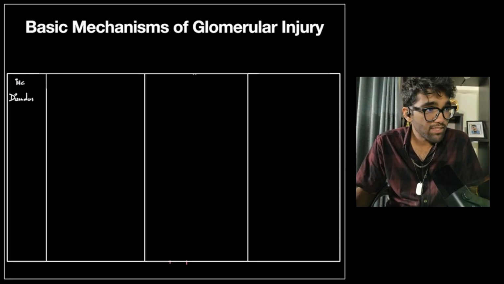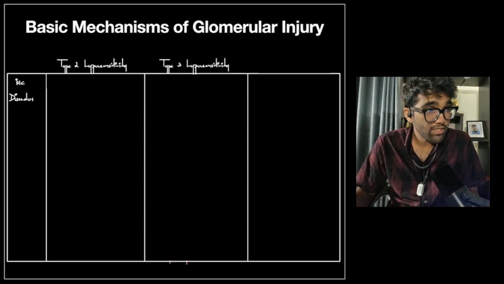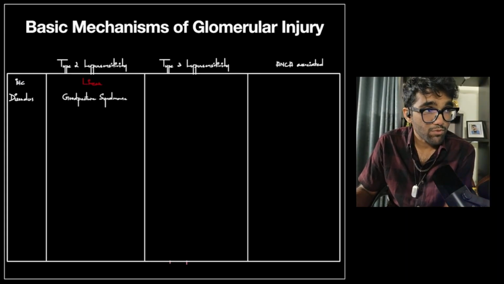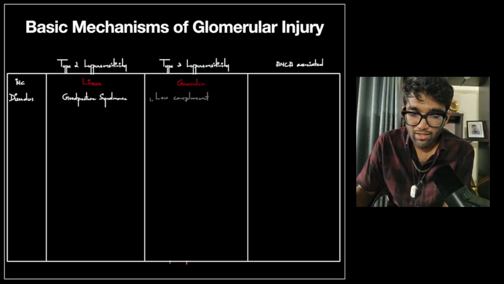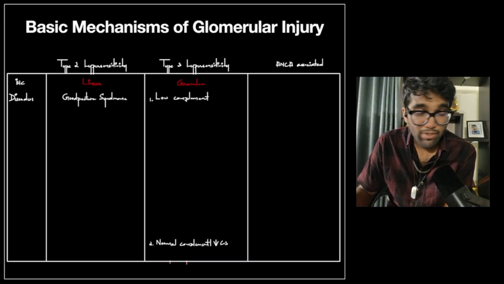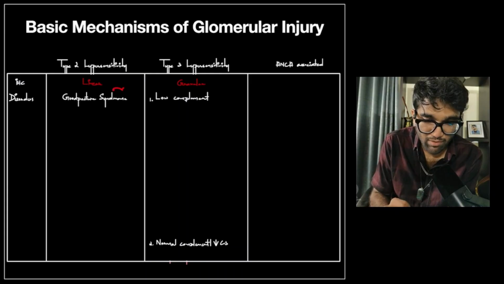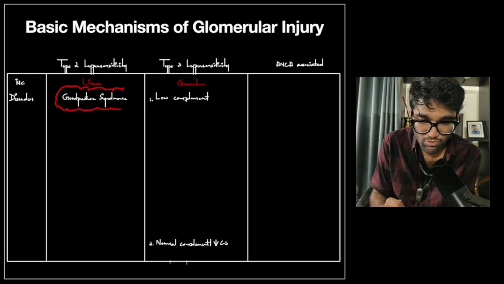Okay, so that basically leaves us with three mechanisms of glomerular injury. The first being type 2 hypersensitivity, second being type 3 hypersensitivity, and then finally we've got ANCA associated glomerular damage. And as we've seen already, the IHC in case of type 2 hypersensitivity is linear. In case of type 3 it would be granular, and in case of ANCA there would be nothing on IHC. Now, linear only has one disease that comes with this, that is Goodpasture syndrome.